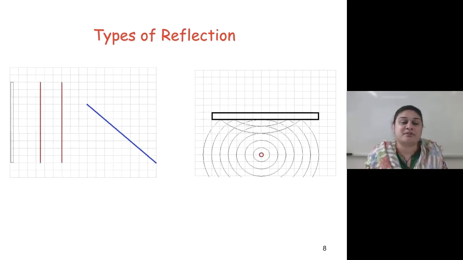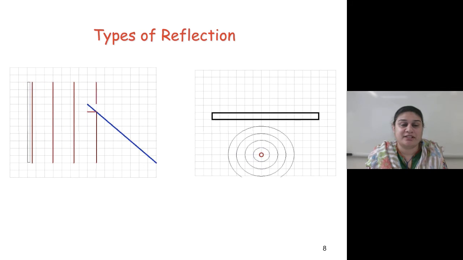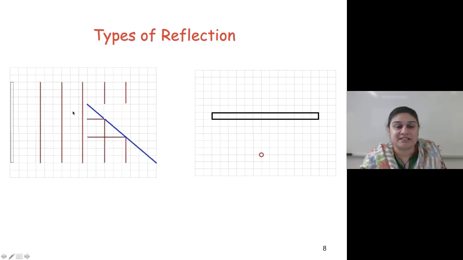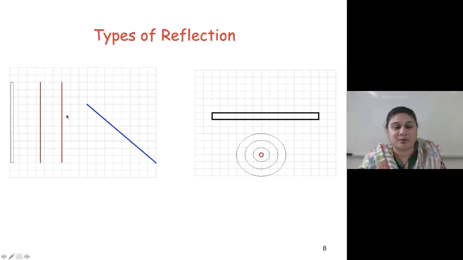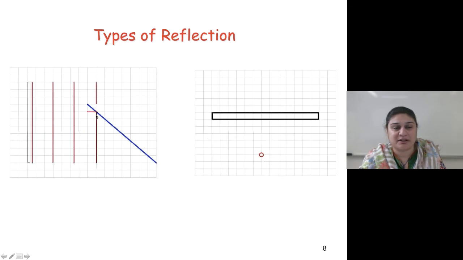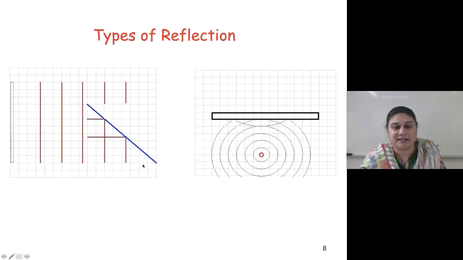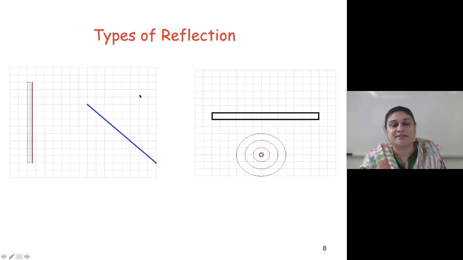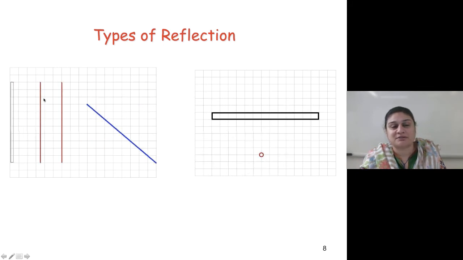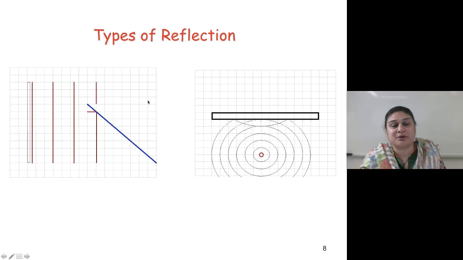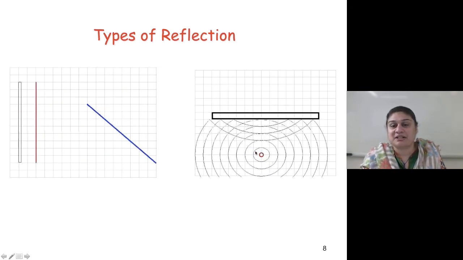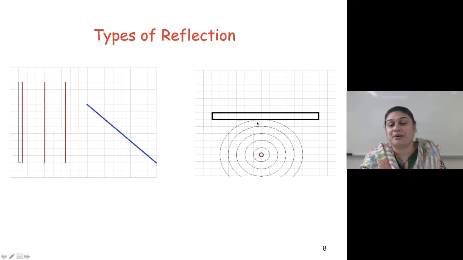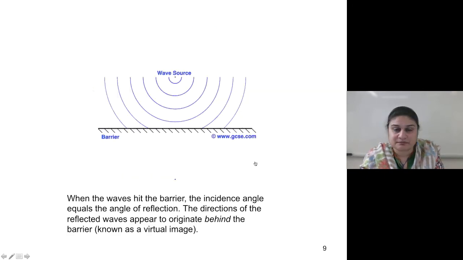The different types of reflections could be these ones, where in this case the barrier is completely straight. Incoming waves will reflect off this barrier and become outgoing waves. The waves that do not hit the barrier will continue to go forward. The other case is spherical. If the waves coming in are spherical, they will be reflected back as spherical waves.